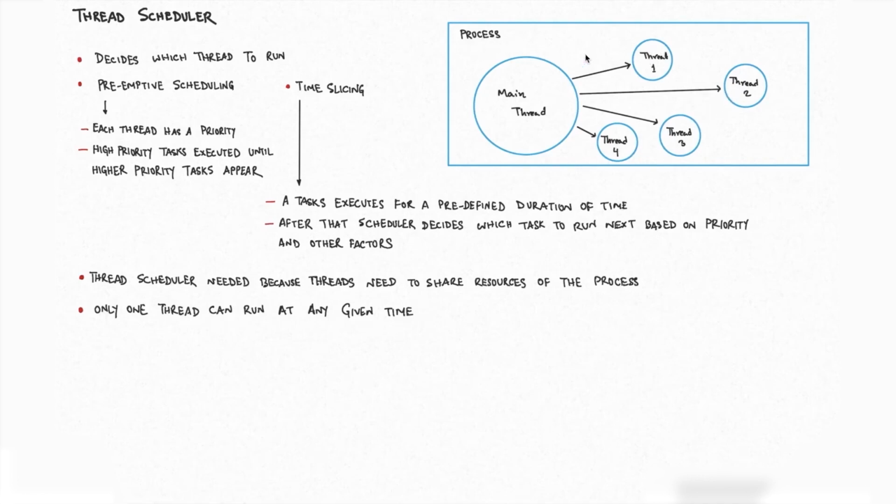The requirements of each thread in terms of resources are different, as well as the priority of the tasks that each thread would carry out, which is why, in order to utilize the resources efficiently, only one thread runs at a time for any given process. The thread scheduler decides which thread that is going to be.